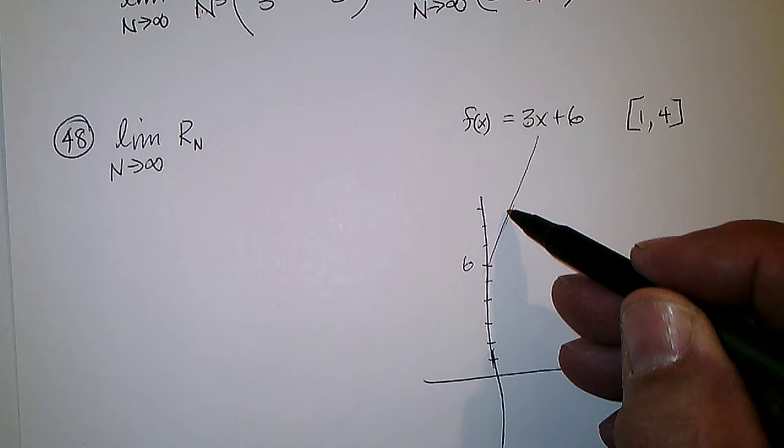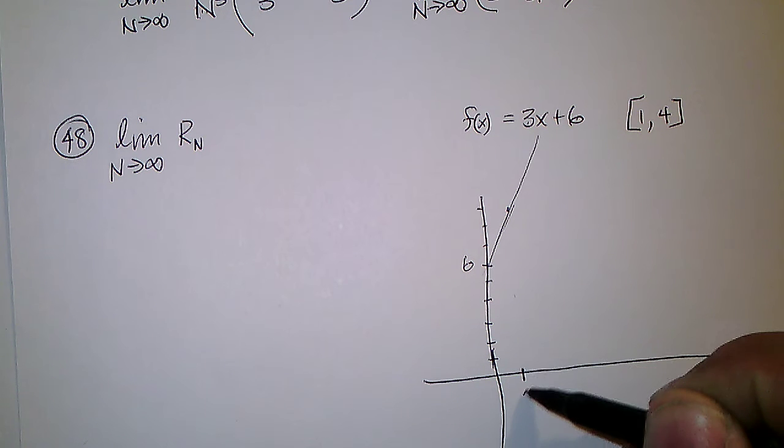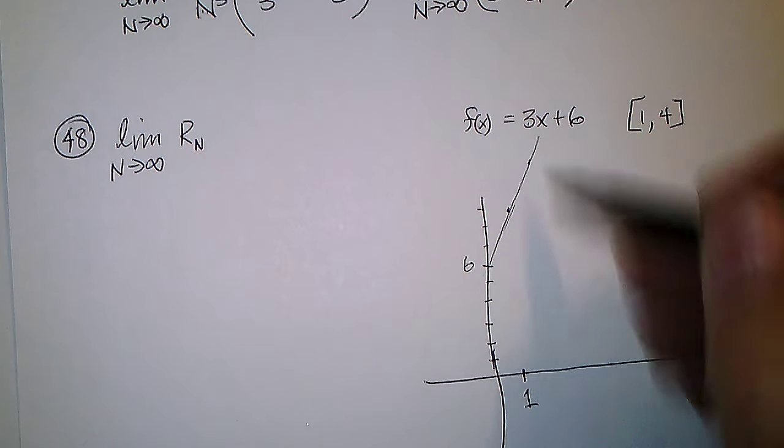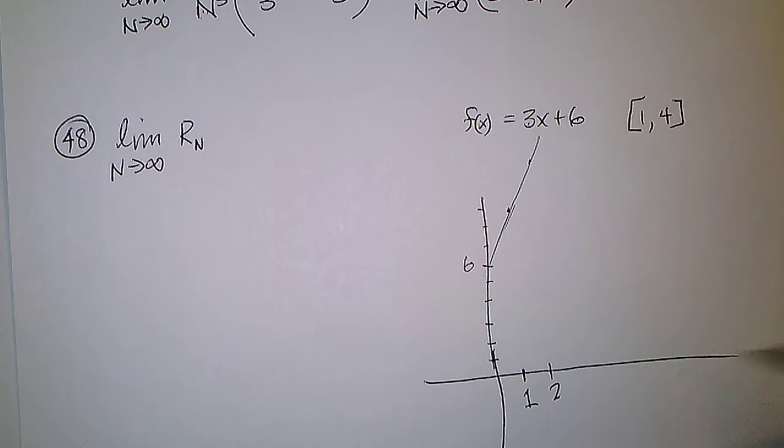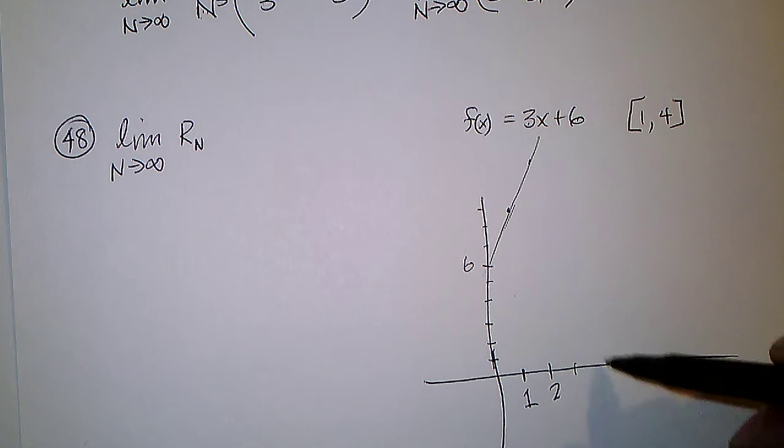7, 8, 9. That's 1. 10, 11, 12. That's at 2. And I'm supposed to go clear out to 4, so that goes out here a ways.